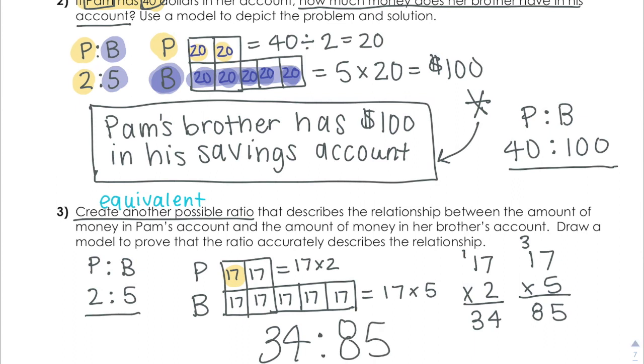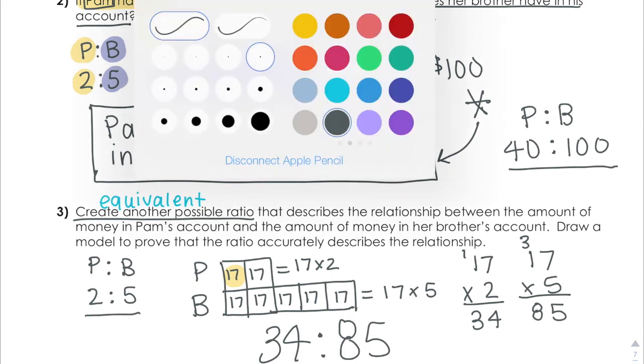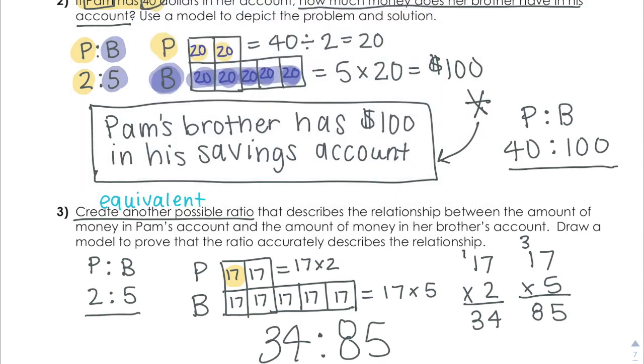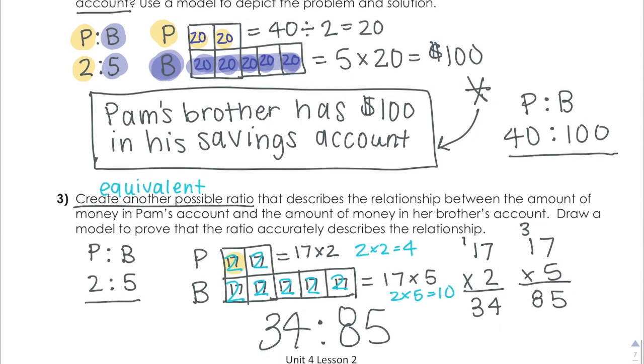Now I picked a pretty complicated number. You could have done something a lot easier, such as 2. You could have put 2 inside of each box. 2, 2, 2, 2, over and over. So up here, 2 times 2 would have been 4. And here, 2 times 5, we all know is 10. So another equivalent ratio could have been 4 to 10. So as long as you're putting the same number inside of these boxes, everything should be okay.